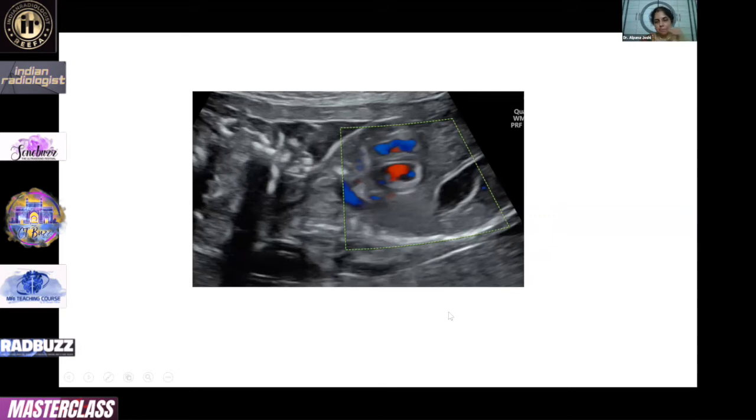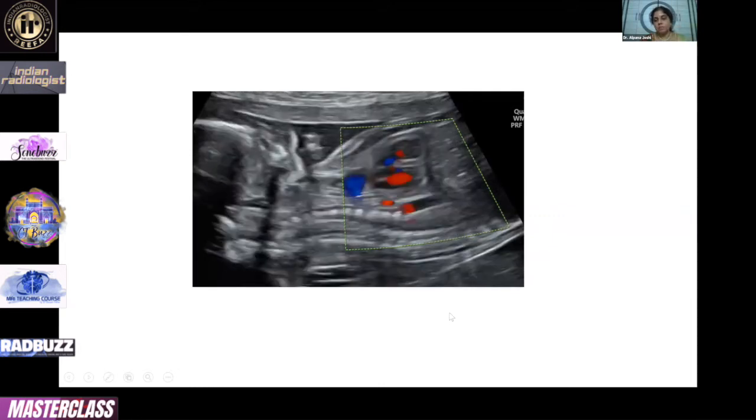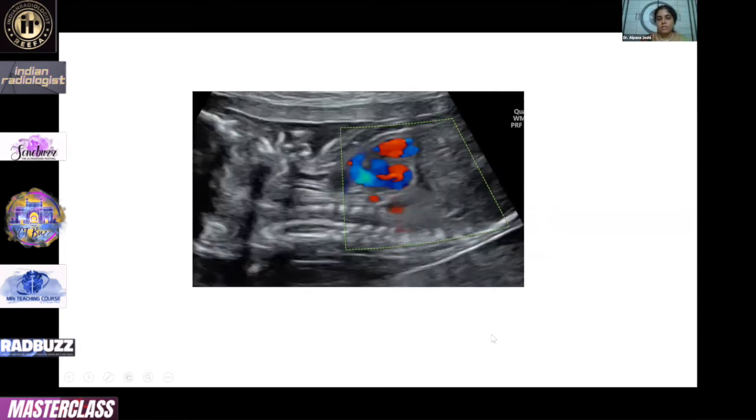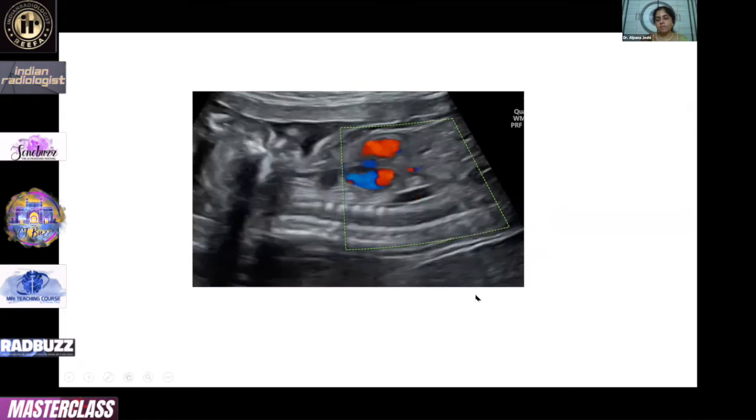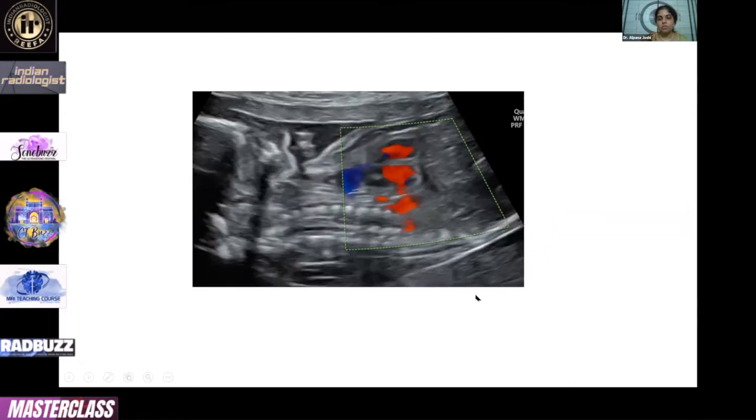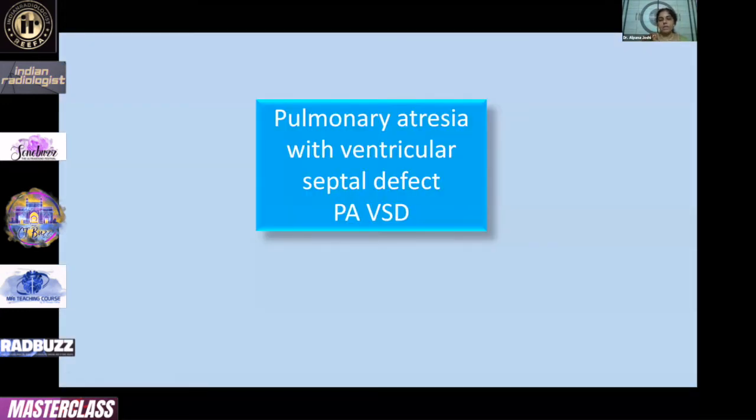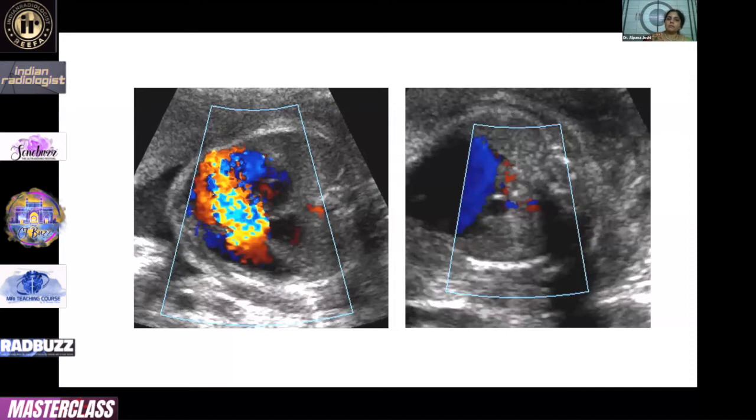This is a different patient. This was at 19 weeks. The previous patient which we saw was around 26 weeks. Now this is again with the high frequency transducer, so it was possible to see these vessels well. So this is pulmonary atresia with VSD, where the hallmark is typically the MAPCAs.